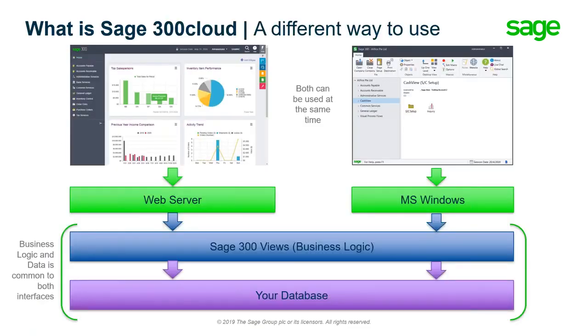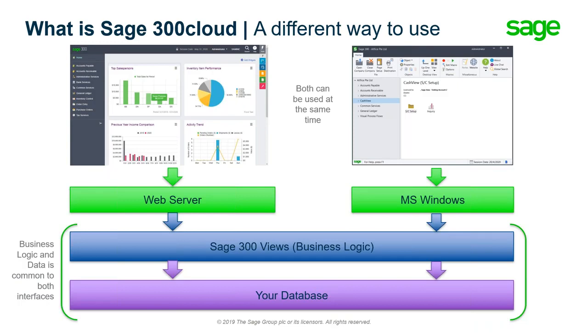All right, first of all, what is Sage 300 Cloud? Okay, it's actually a different way of using the software. Now, most of you who are currently using Sage 300 are probably using it using the interface that you see on the right side of the screen. That is referred to as the desktop or the classic view, right? So you require a Microsoft Windows computer to be able to set up and run the application. On the left-hand side, you can see that it is a little more graphical in nature, basically because it's using a web browser to access your data and your application.